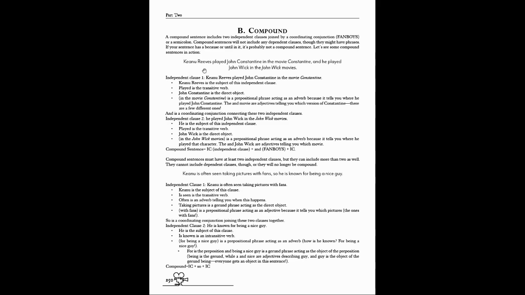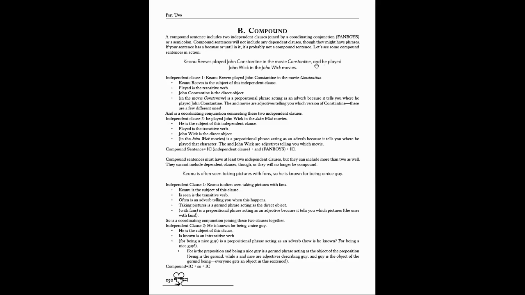So let's take a look at this sentence here. We have Keanu Reeves played John Constantine in the movie Constantine, and then he played John Wick in the John Wick movies. So I know that I have one independent clause. I have Keanu Reeves played John Constantine, and then in the movie Constantine is a prepositional phrase telling me where he played that character. So Reeves played Constantine. So this is an SVDO, right? Subject, transitive verb, direct object.